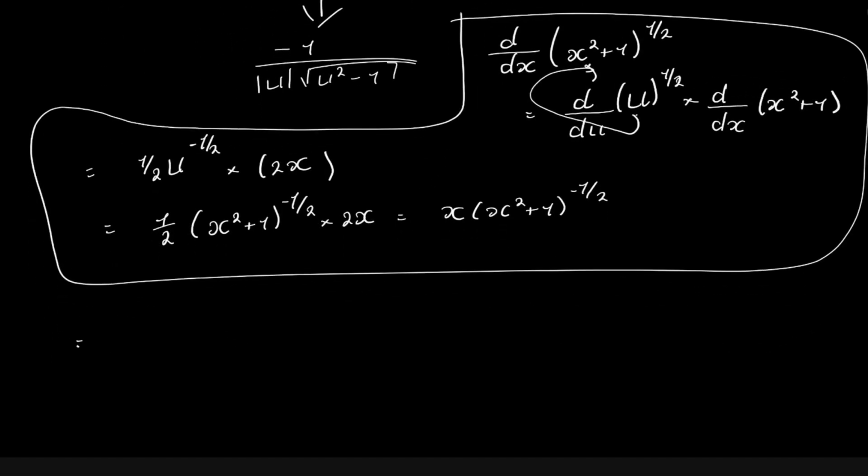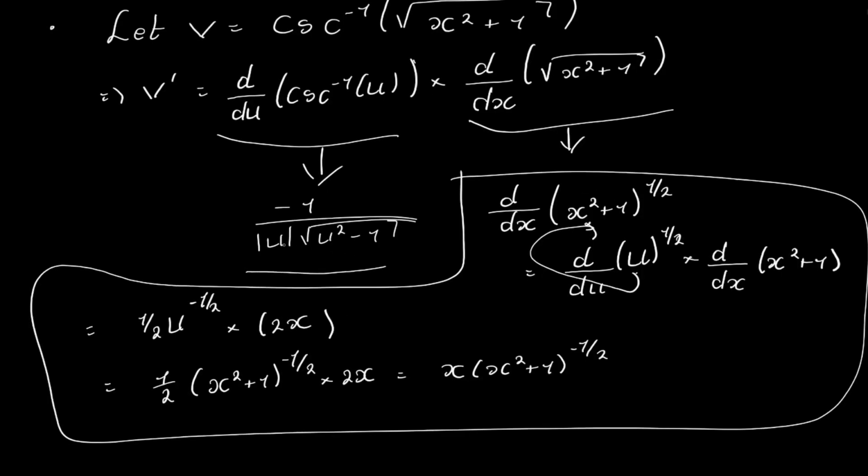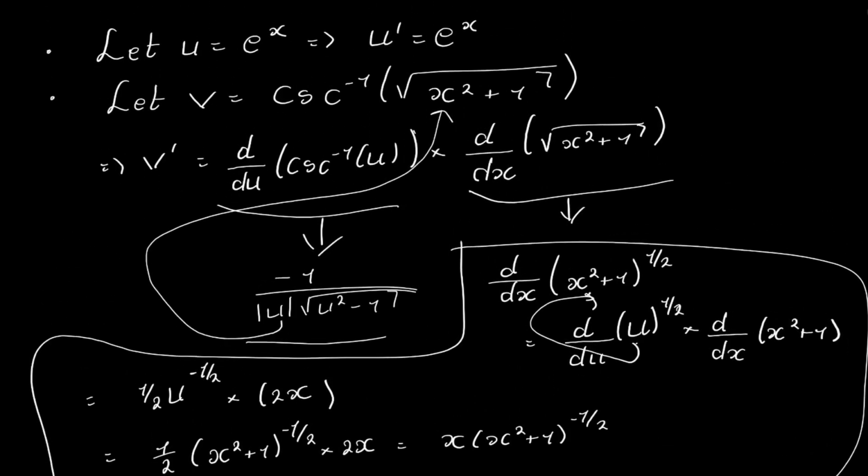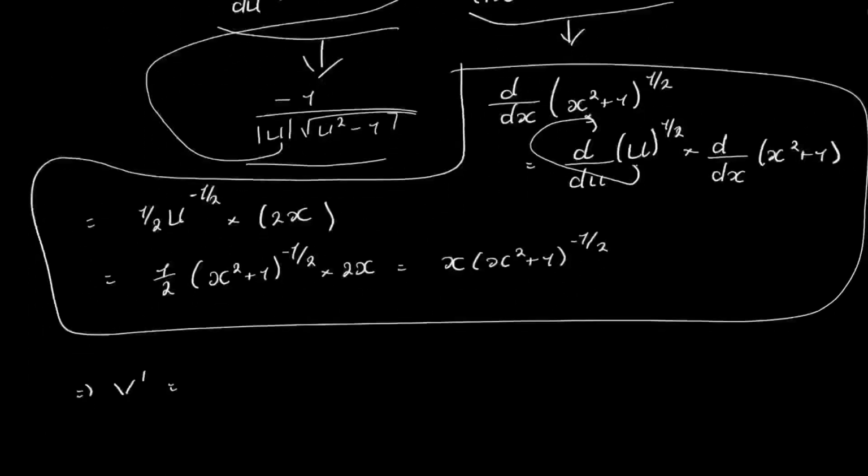So this then implies that our v prime is equal to our first term here, where u is this inner function, the square root of everything. Our u in this case is the square root of the whole of that function.